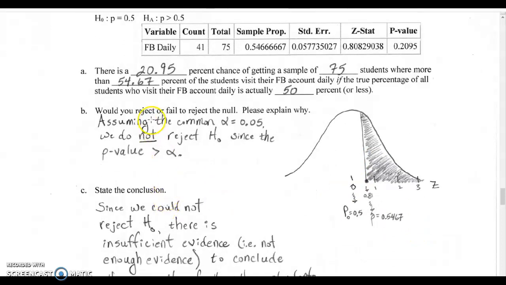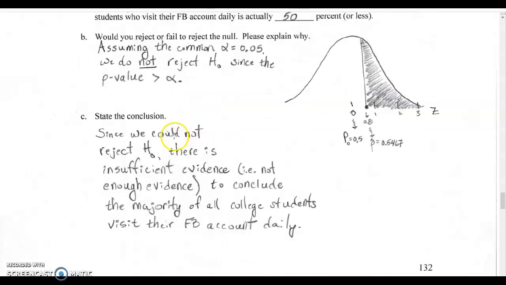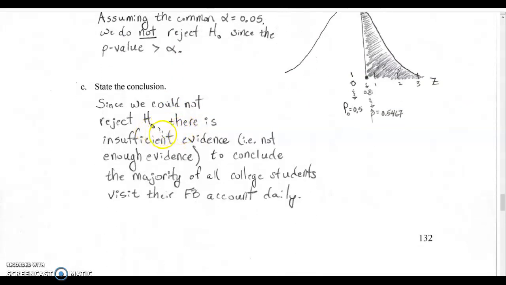So now, would you reject or fail to reject? Assuming the common alpha of 0.05, that's our common level of significance, we do not reject the null since the p-value is greater than alpha. So since we could not reject the null, there is insufficient evidence. In other words, not enough evidence to conclude the majority of all college students visit their Facebook account daily. There's not enough evidence to support the alternative. That's what we were trying to show.